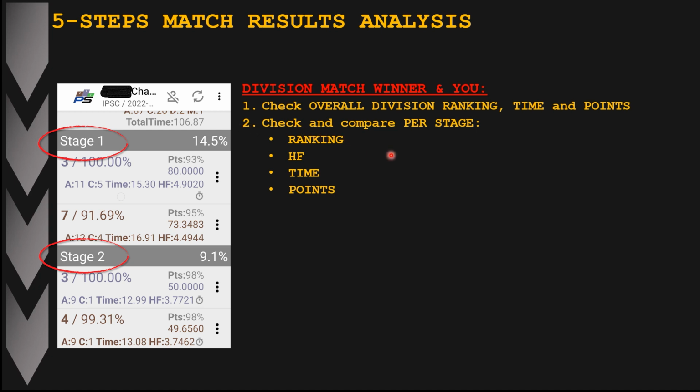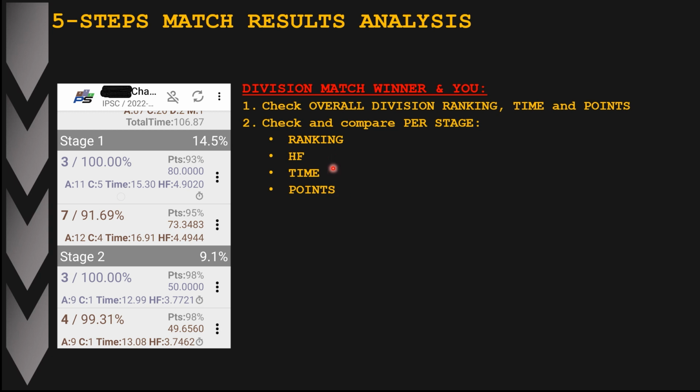So here again, I really recommend using the Practice Score competitor app, because therein you can easily select and see where you rank yourself in relationship to the division match winner and maybe even the division stage winner, which do not always have to be the same. It might, but it's not always the case. You also compare the hit factor. How did he or she perform hit factor wise compared to you? And hit factor is based off time and points.